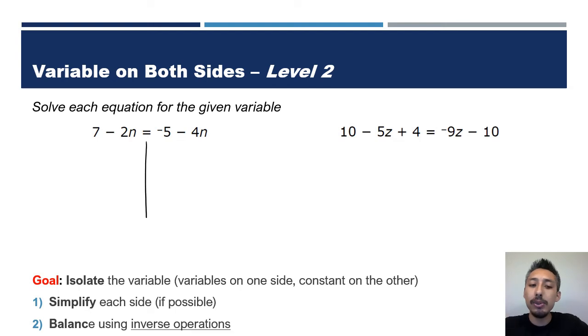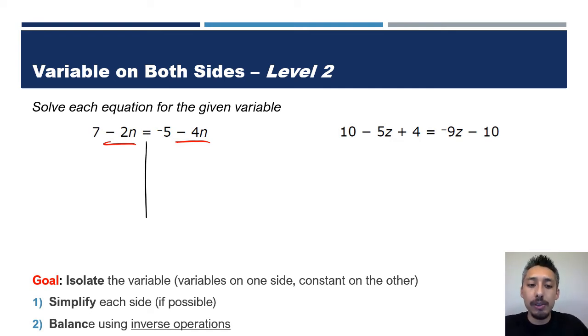We have variables on two sides of the equation. We have negative 2n here, and we have negative 4n here. Again, we don't want variables on both sides. We only want variables on one side. So here we need to make a choice. We need to get rid of either the negative 2n, that way there's only variables on the right side, or we could get rid of the negative 4n to get rid of the variables on the right side. What I like to do in these type of problems is get rid of the smallest one. It's going to help make our calculations a little easier.